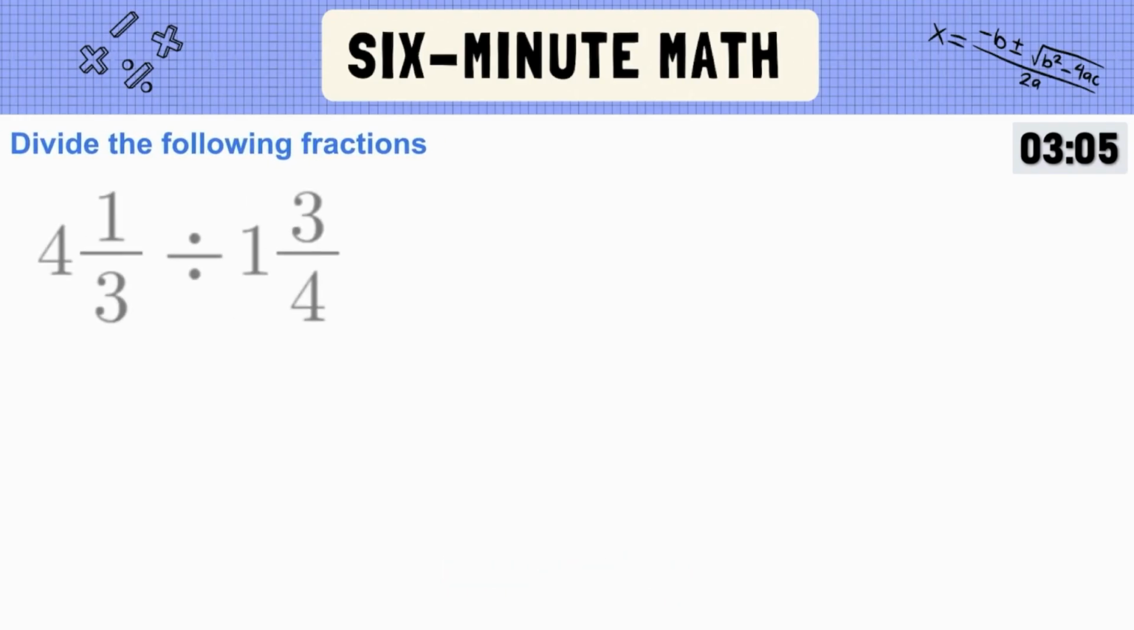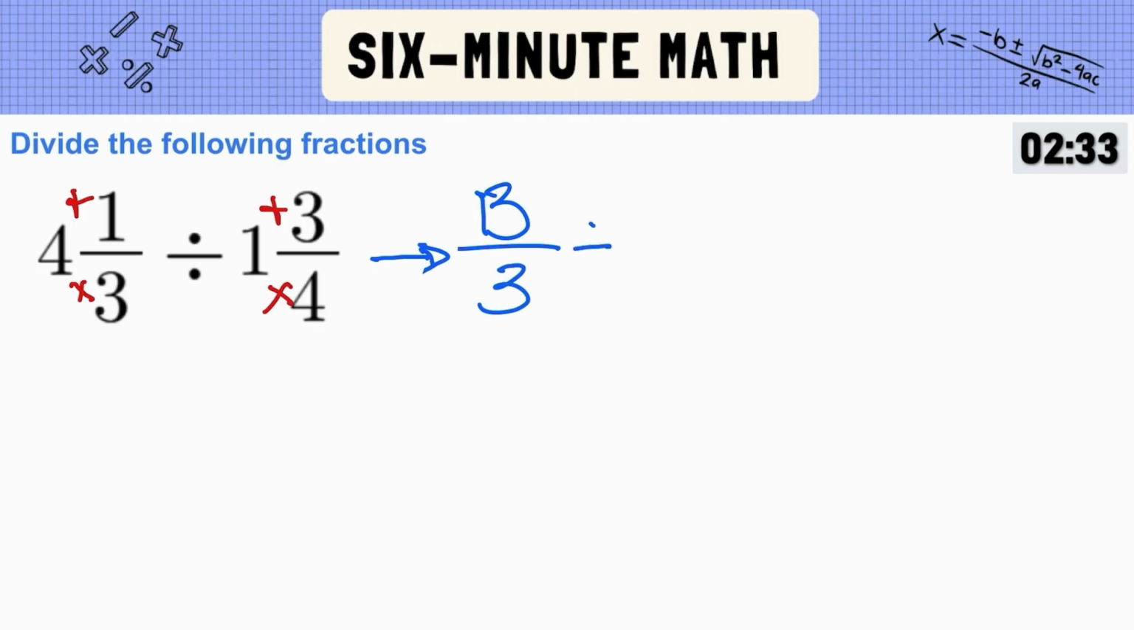How about if I were to divide 4 and 1/3 by 1 3/4? First thing I need to do with mixed fractions is change them to improper. So we're going to go bottom times front plus top, bottom times front plus top, as outlined in our video changing fractions. This is going to give us 3 times 4 plus 1 is 13 over 3 divided by 4 times 1 plus 3 is 7 over 4.